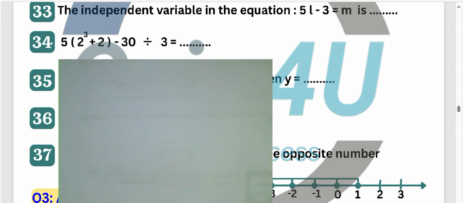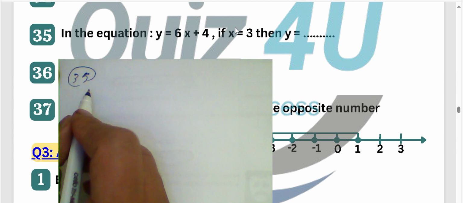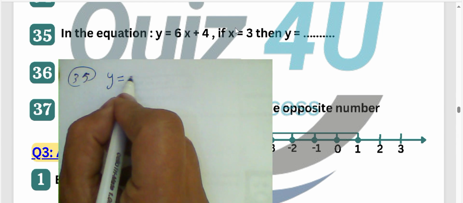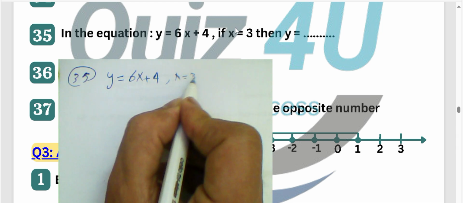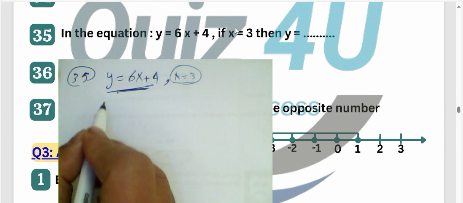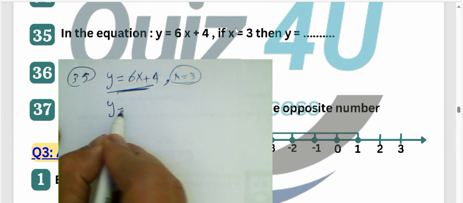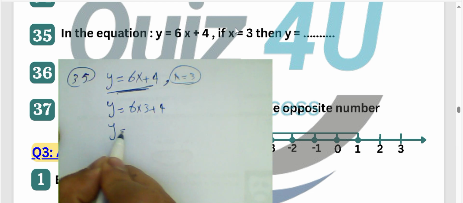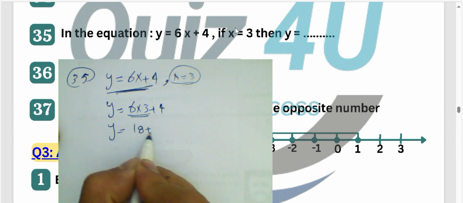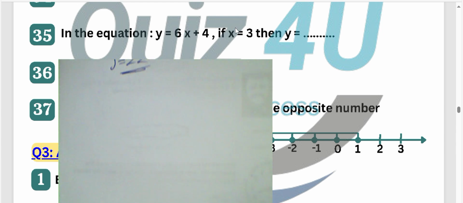Next question 35. In the equation y equals 6x plus 4, and if x equals 3, we can find the value of this equation. Put x equal to 3 here, then y equals 6 times 3 plus 4. 3 times 6 equals 18 plus 4. 18 plus 4 equals 22. Next question 36.